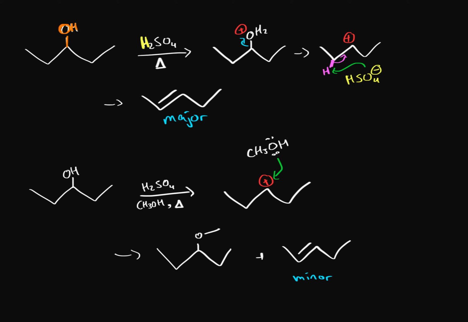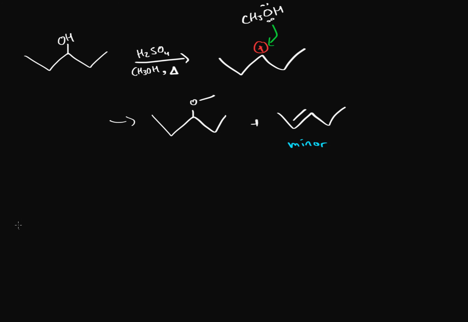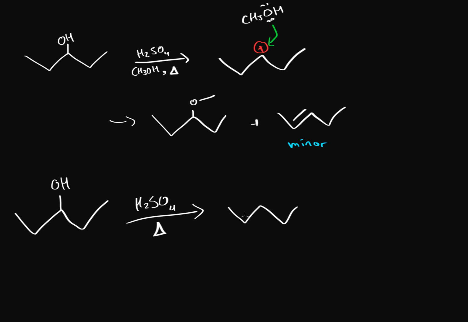And so, generally, when we're doing a dehydration, we want to have a substrate that usually has an alcohol, and we want to treat it with only sulfuric acid and some heat. That way, we can ensure that we get an E1 product as the major product. And so, that is the dehydration reaction.